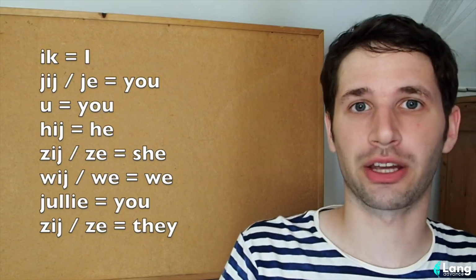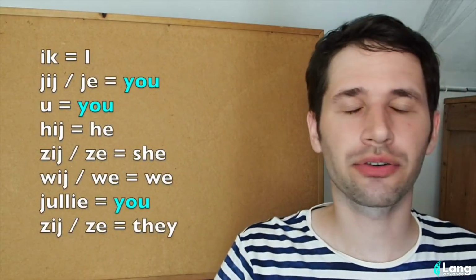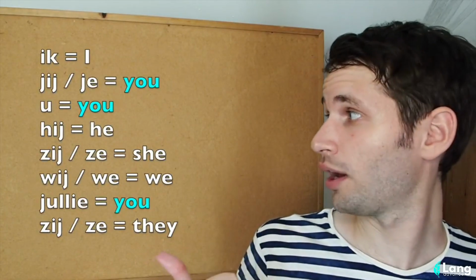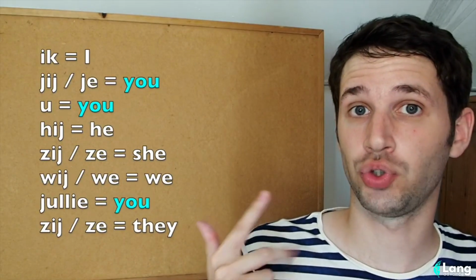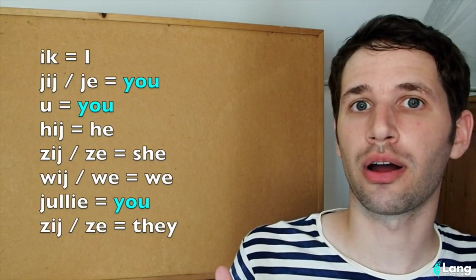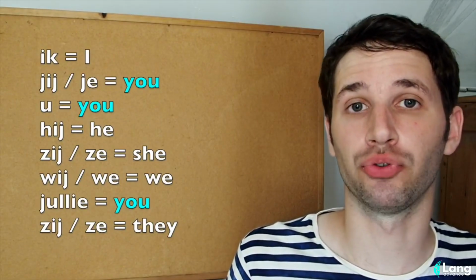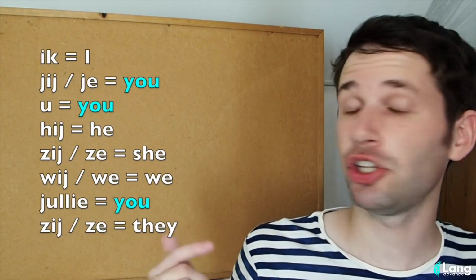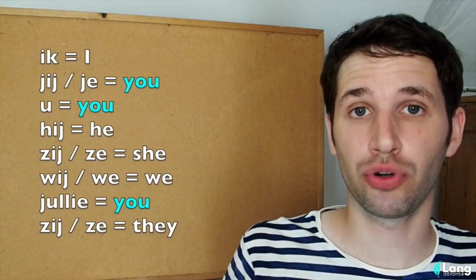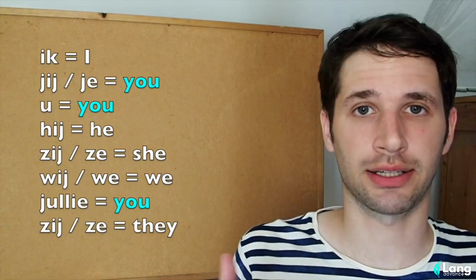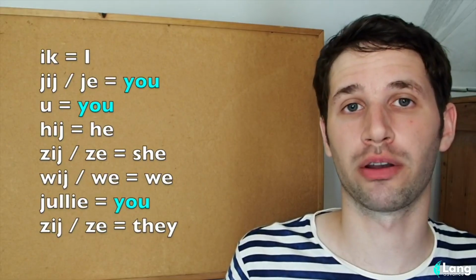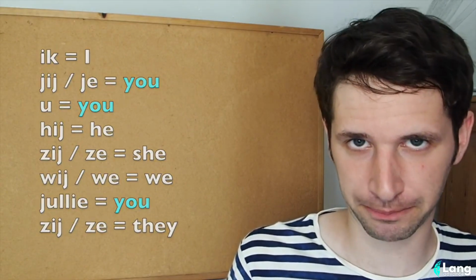So, 4 remarks to make about these personal pronouns. First remark is that you is translated in 3 different ways, and that's a lot of ways. It's first translated as u, second as jij, je, and third as jullie. U is used for the politeness form. So, for example, your professor, your boss, persons you don't know, then you use u. Jij, je means that you know the person, it's an informal conversation, for your family, for your close friends, and jullie is for more than one friend or member of the family.